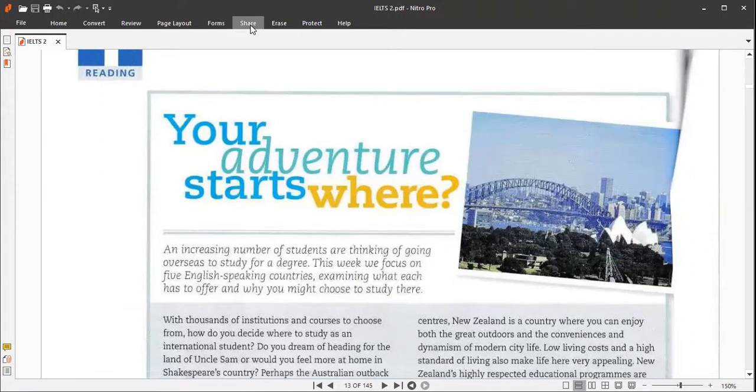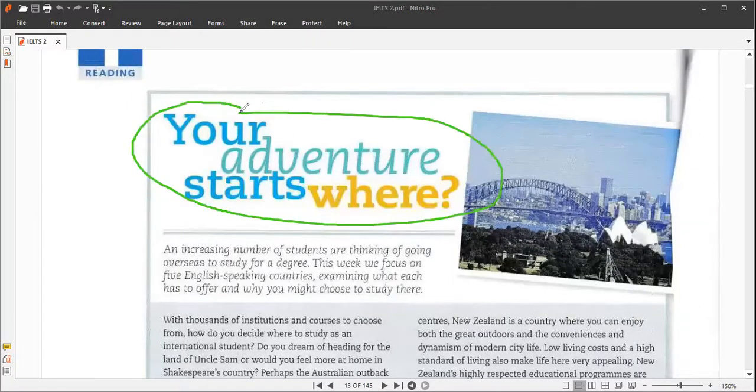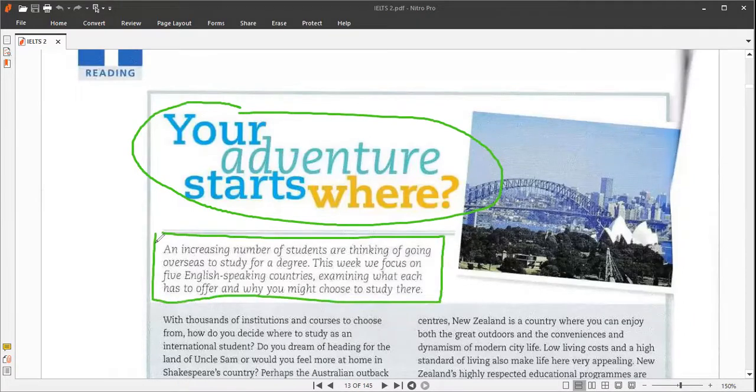When you preview, remember, first, if there is a title like this one, notice the title. If you have a heading, read this heading. Take a glance if there's a picture there. It might help you. That's previewing.